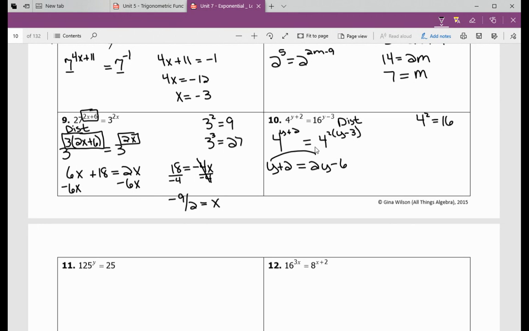So I'm going to move the y to the other side. So that would be 2 equals 1y minus 6. I'm going to add 6 to both sides, so y ends up equaling 8. Any questions about those?